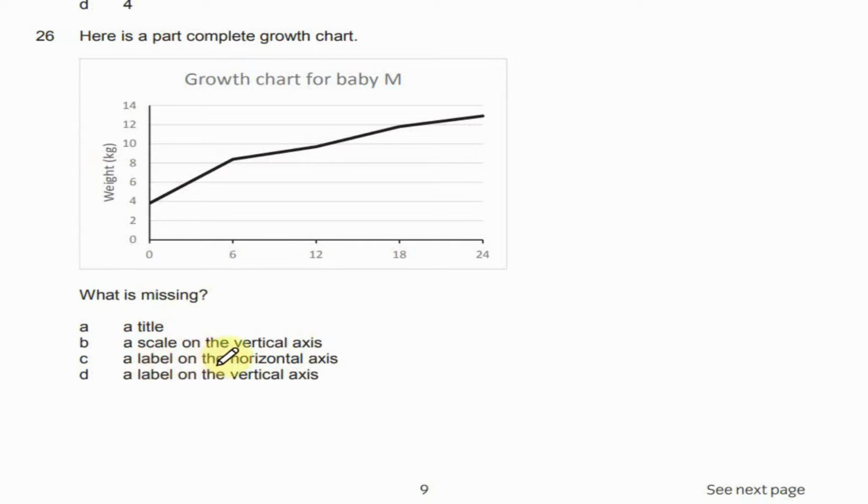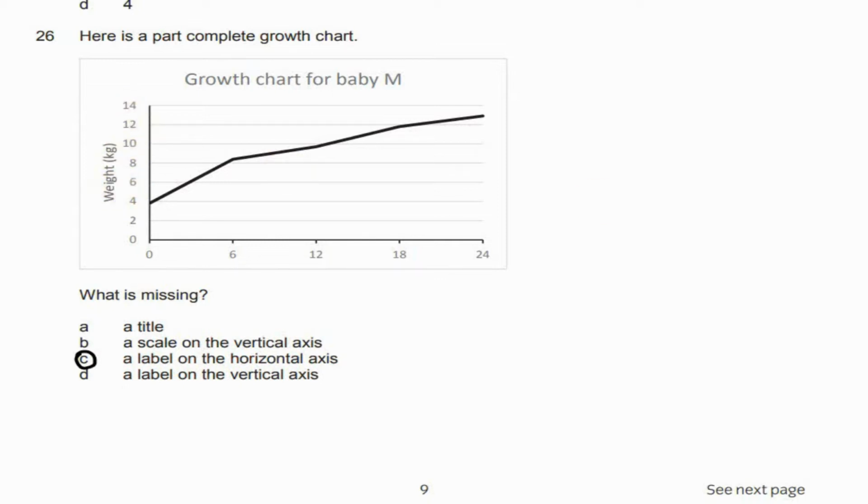A label on the horizontal axis. We have no labeling here, guys. Notice we have a labeling here, the scale showing the weight. Here we have no labeling. So that's what is missing, which is option C right here. Remember this is vertical, this is horizontal, so the horizontal labeling would have been here. That is missing, so therefore our answer would be option C, a label on the horizontal axis. A label on the vertical axis, we have that right here.